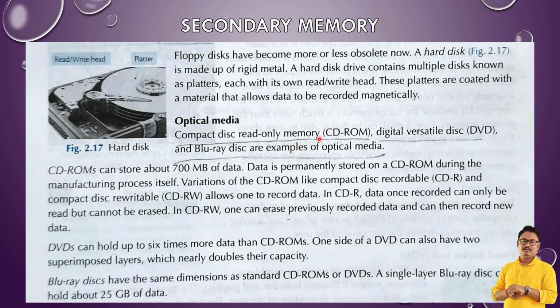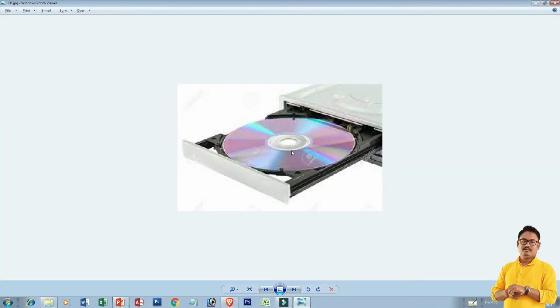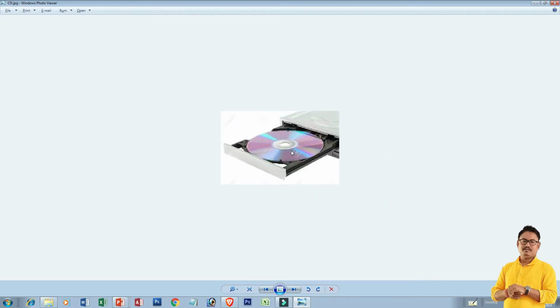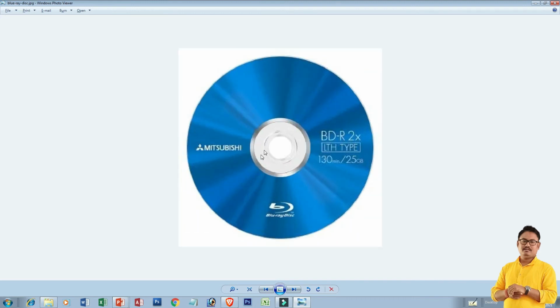Let us see the pictures of CD, DVD, and Blu-ray. So this is the CD, compact disc, and this is the CD-ROM, read-only memory. This CD-ROM will read the CD. Okay, this is the CD, this is the DVD disk, and this is the Blu-ray disc. These three types of optical media are there.